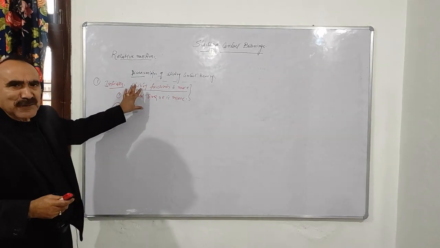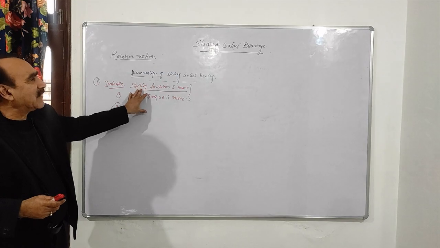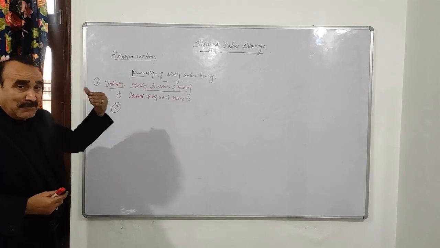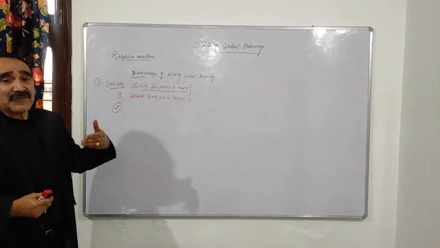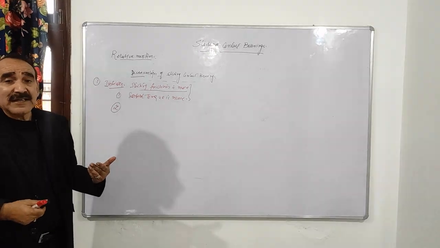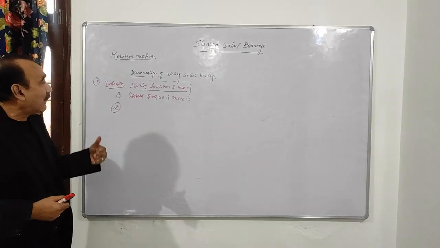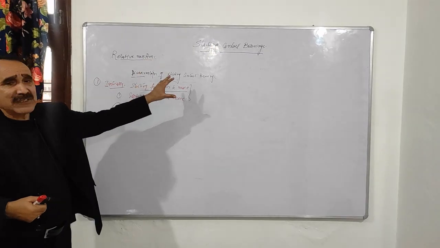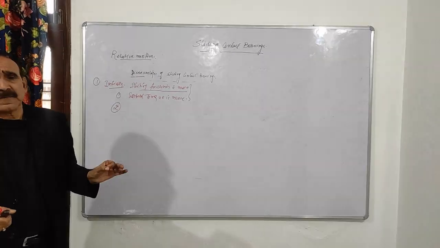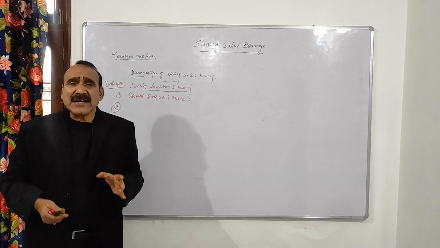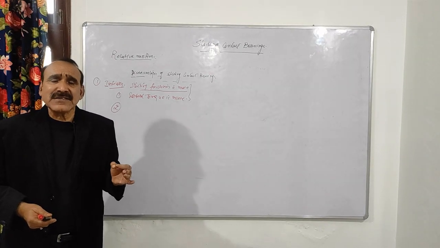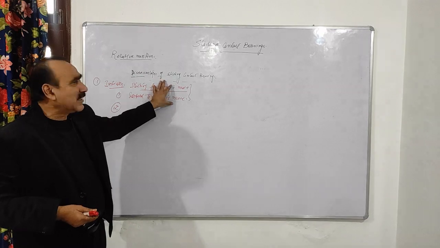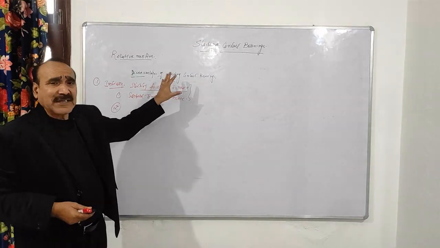I think now I have explained each and everything regarding the sliding contact bearing: what a sliding contact bearing is, which motion is involved, what its advantages and disadvantages are, and what the difference is between it and the rolling contact bearing. So this is all about the theoretical part of the sliding contact bearing. And if any theoretical question comes in GATE or your CSE examination, I think I have completely explained each and everything regarding the sliding contact bearing.